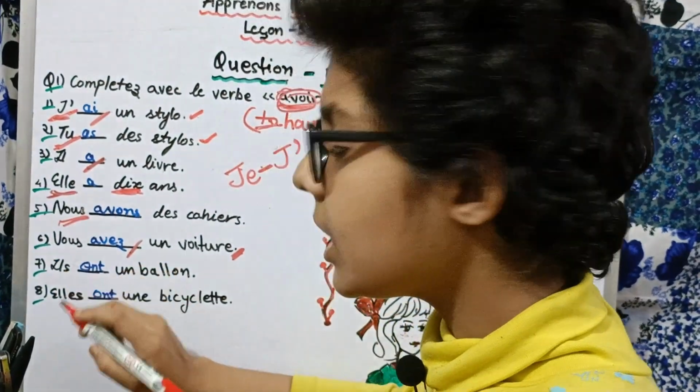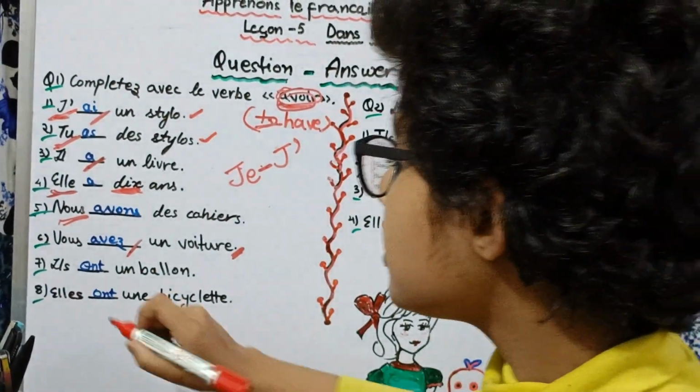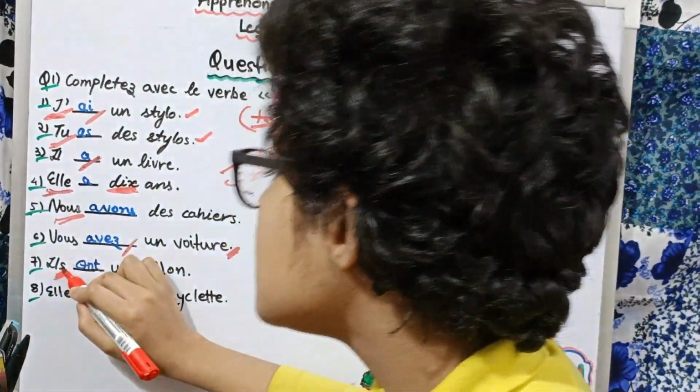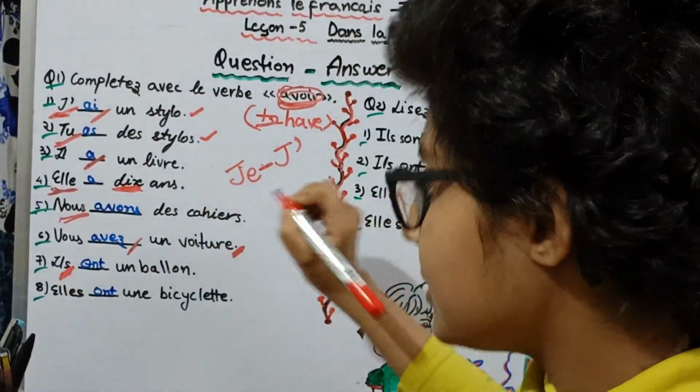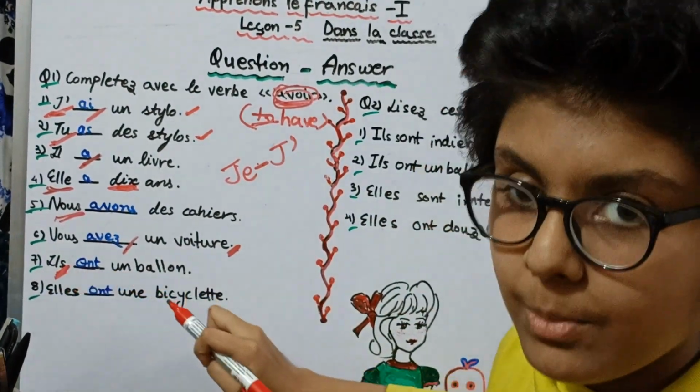So I said here, he have a ball. So how would it be when the subject pronoun is ils? They have a ball. So now you understood that this sentence means they have a ball.